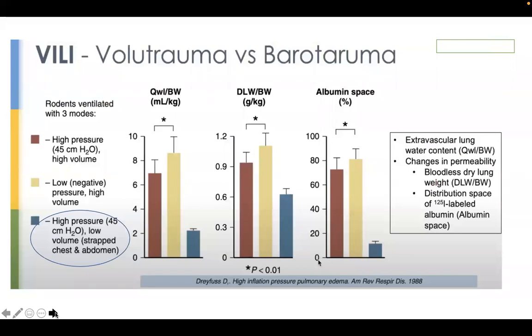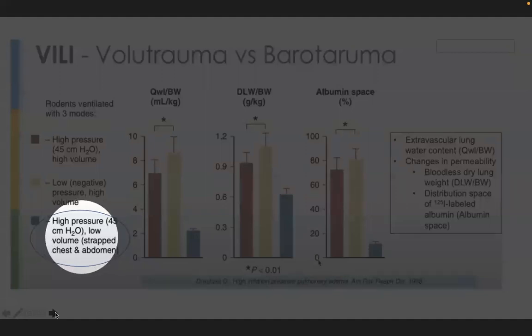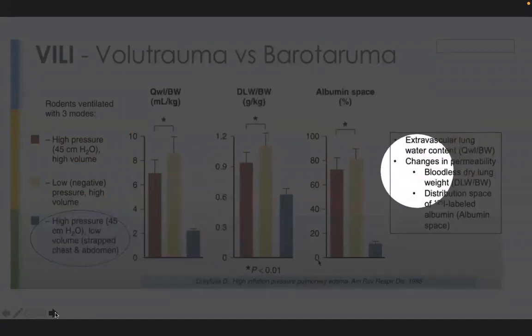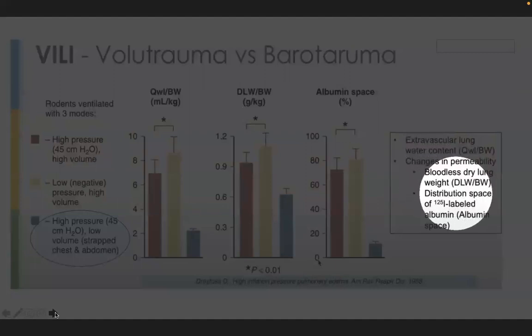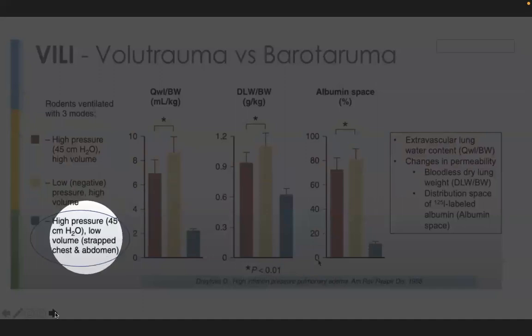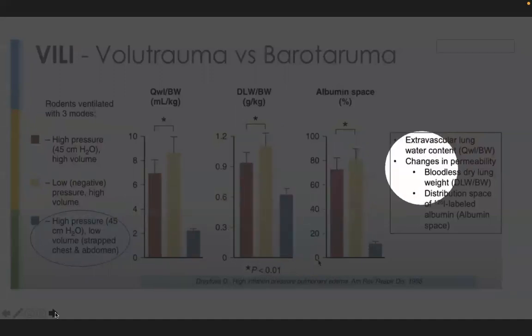As can be seen from this figure, where volume targeting has been compared with pressure targeting, it has been seen that when high pressure and low volume is used, that is, volume targeting is used, the extravascular lung water content, the bloodless dry lung weight, and the distribution space of 125 iodine albumin are all low in the case where low volume is used. But wherever high volume has been used, all these parameters are deranged.